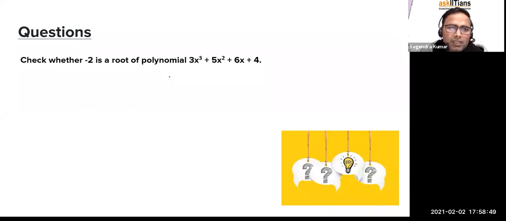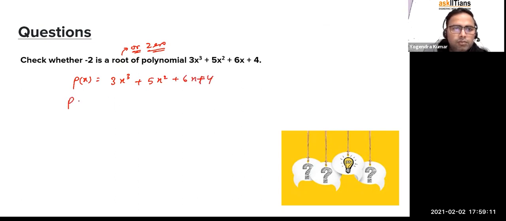Now check whether minus 2 is a root of this polynomial or not. So what do we need to do? Root means the polynomial value is 0, so just substitute here. p of x is given as 3x cube plus 5x square plus 6x plus 4. So p of minus 2 means 3 times minus 2 cube, 5 times minus 2 square, 6 times minus 2, plus 4.